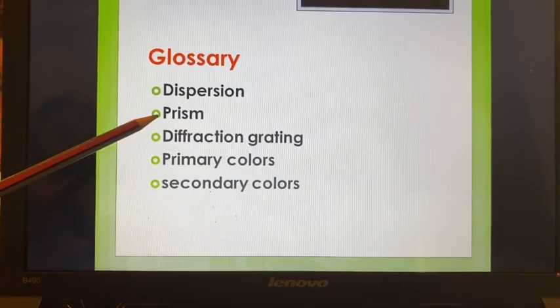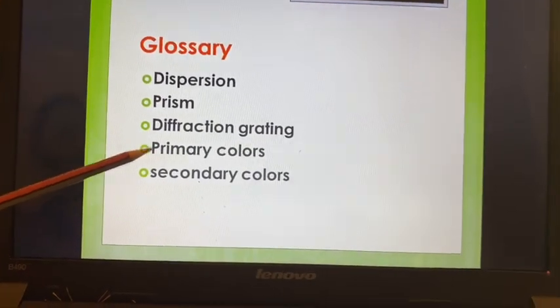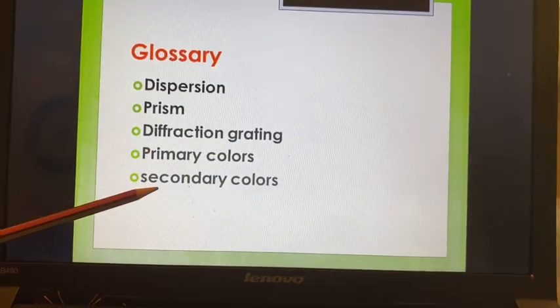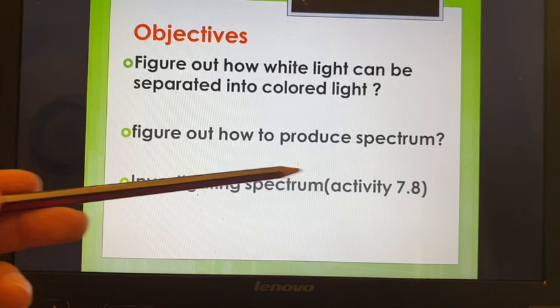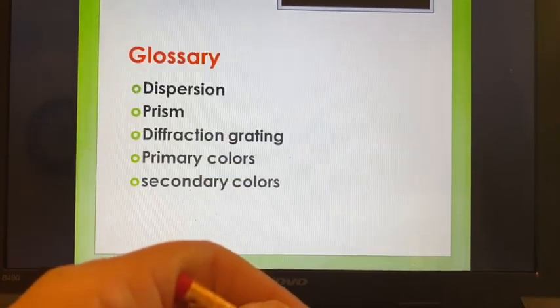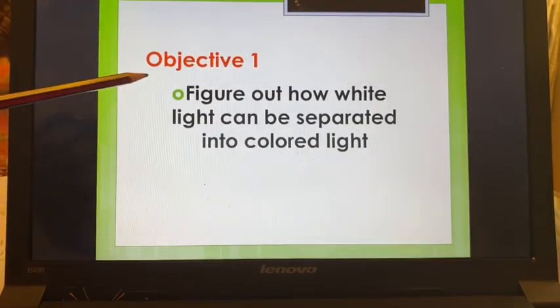Dispersion, prism, diffraction grating, primary colors, secondary colors. Also, you have the spectrum. I forgot to write it. The spectrum is a new word for you. Okay, we will start with objective number 1.